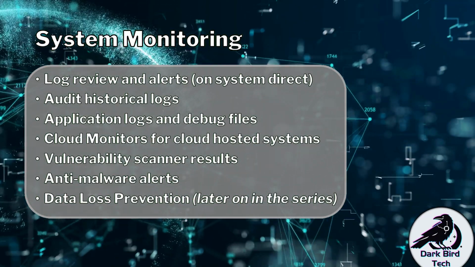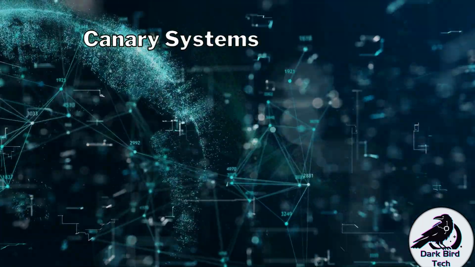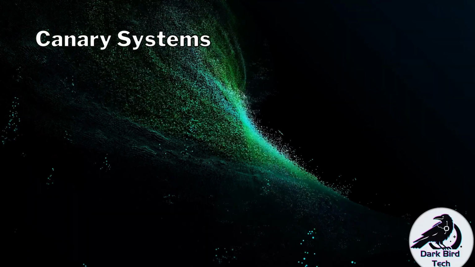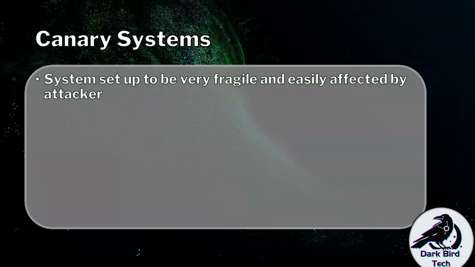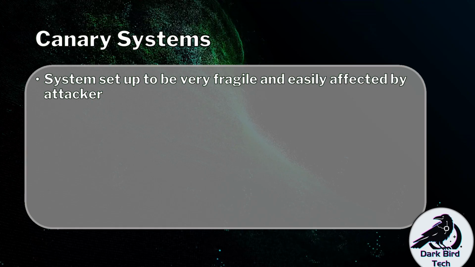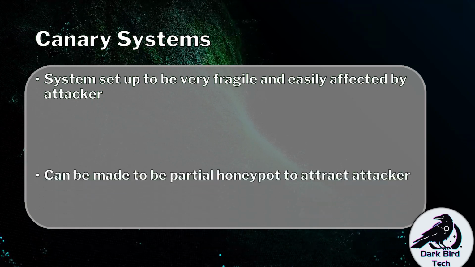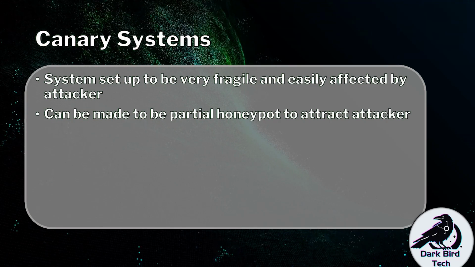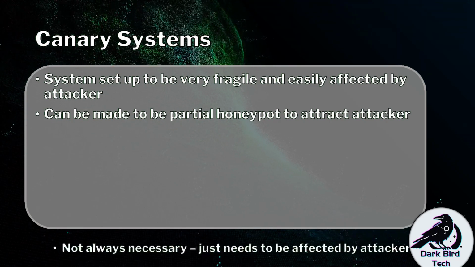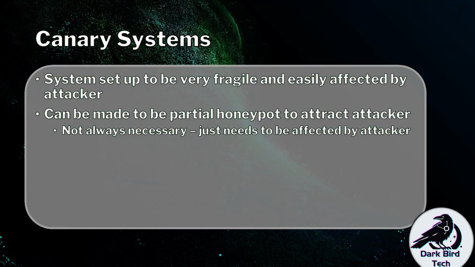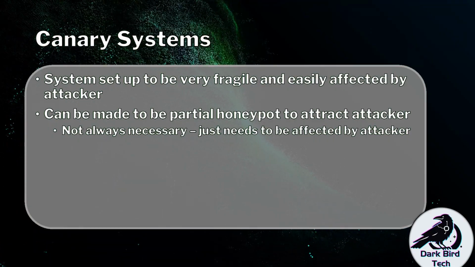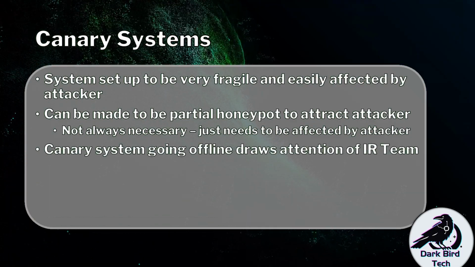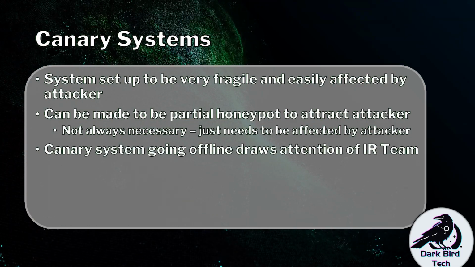Another clever idea that is becoming very popular nowadays is a Canary system. A Canary system? Yes. This is a system that is set up to be very, very fragile and easily affected by the attacker. You can make it a partial honeypot if you want to try and make sure the attacker is likely to go there and trigger it, but it's not always necessary. It just needs to be sensitive enough that the attacker will trigger it. And the Canary system going offline is meant to draw the attention of our incident response team.